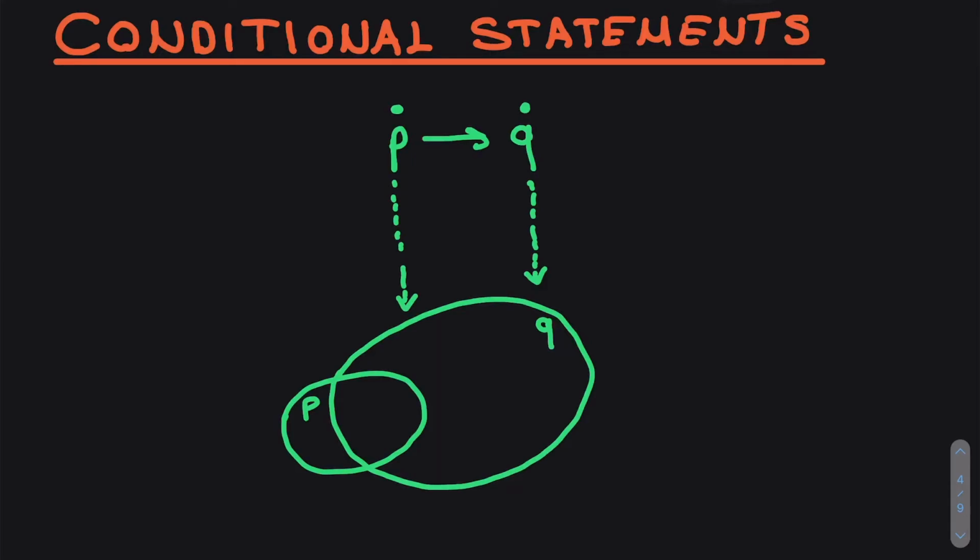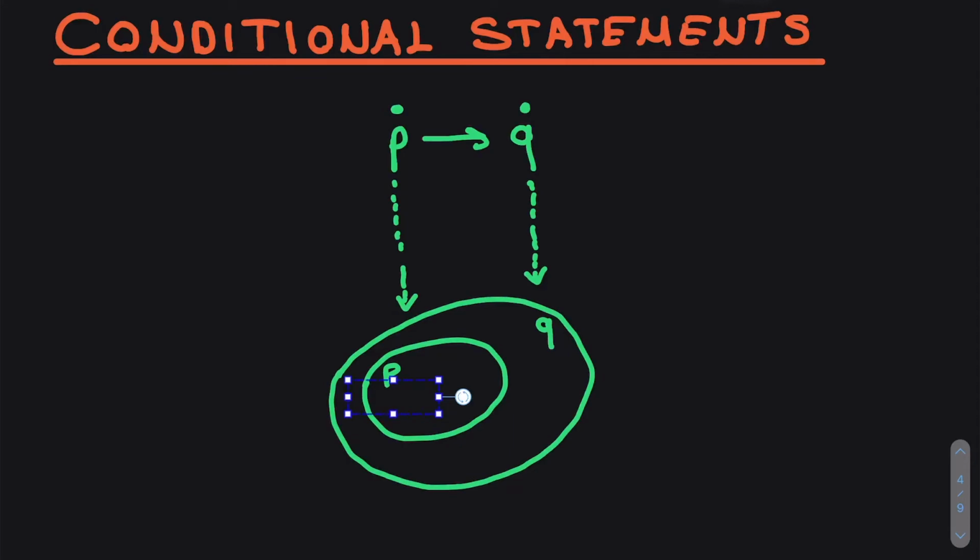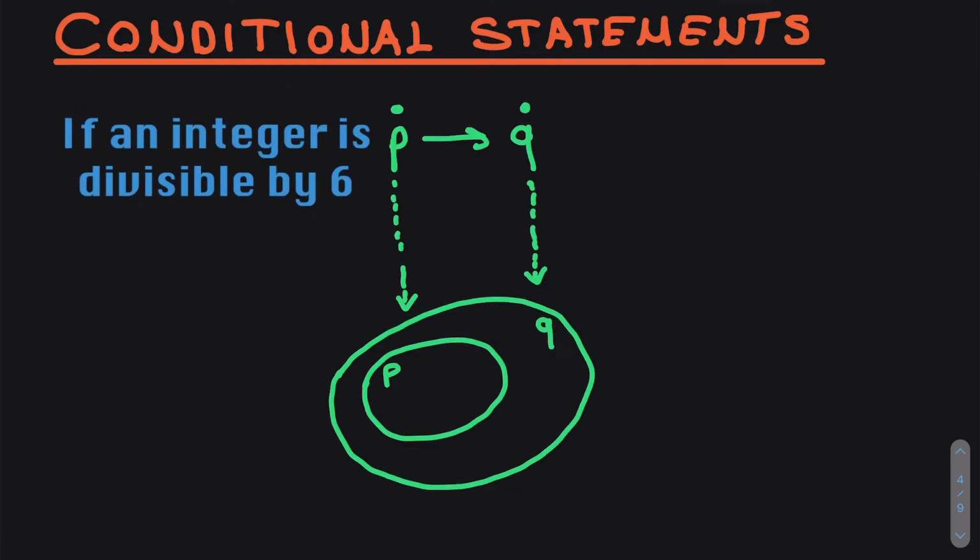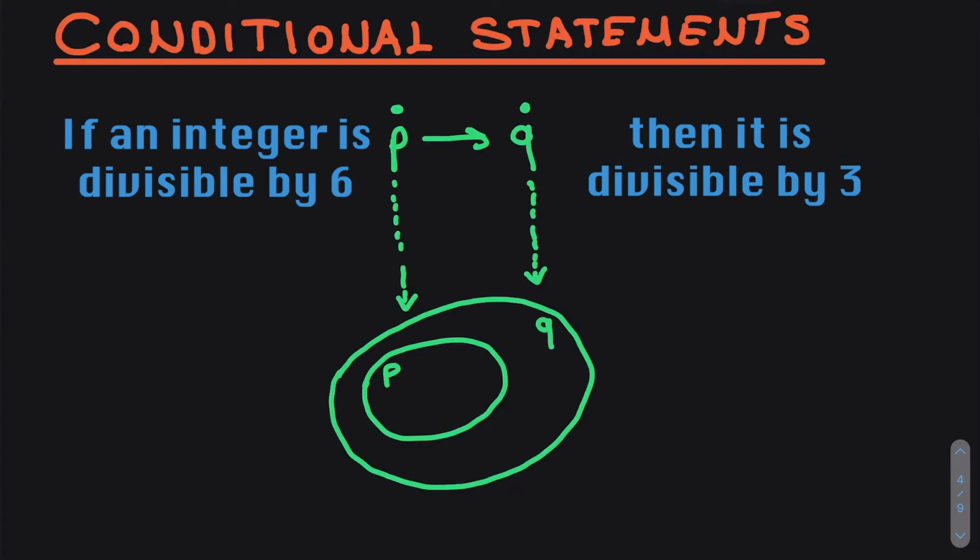To make these sets more concrete, let's consider the following statement. If an integer is divisible by 6, then it's also divisible by 3. Here P is "an integer is divisible by 6," and Q is "it's also divisible by 3." We clearly see that this is a true statement.